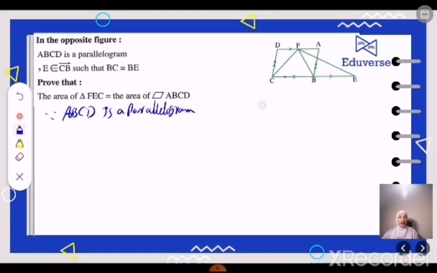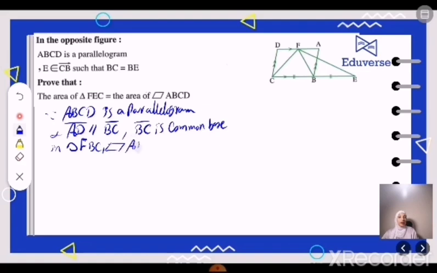Then, of course, you know that AD is parallel to BC. And if so, and we have BC is common base. Common base in what? Common base in triangle FBC and the parallelogram ABCD. Then easily I can say that area of the triangle FBC equals half area of the parallelogram ABCD.